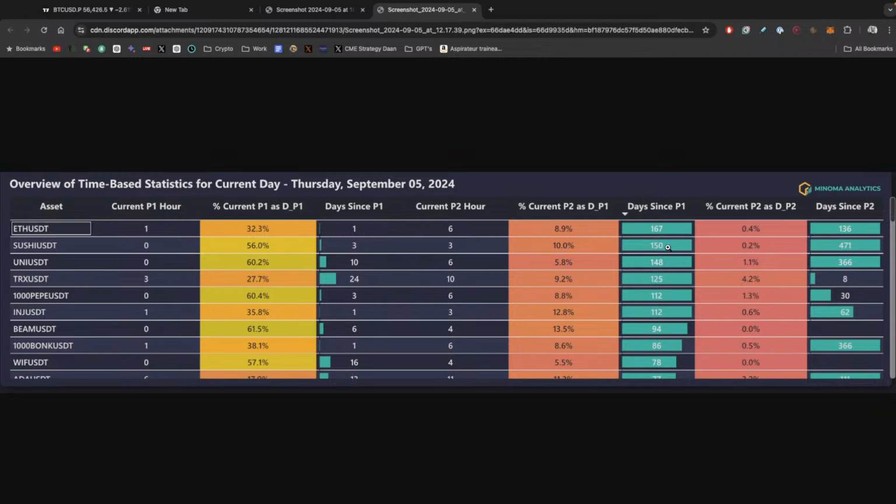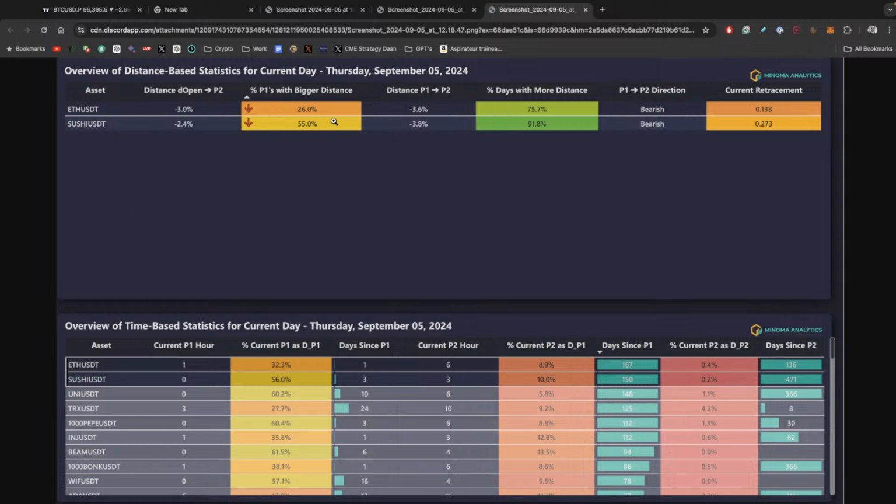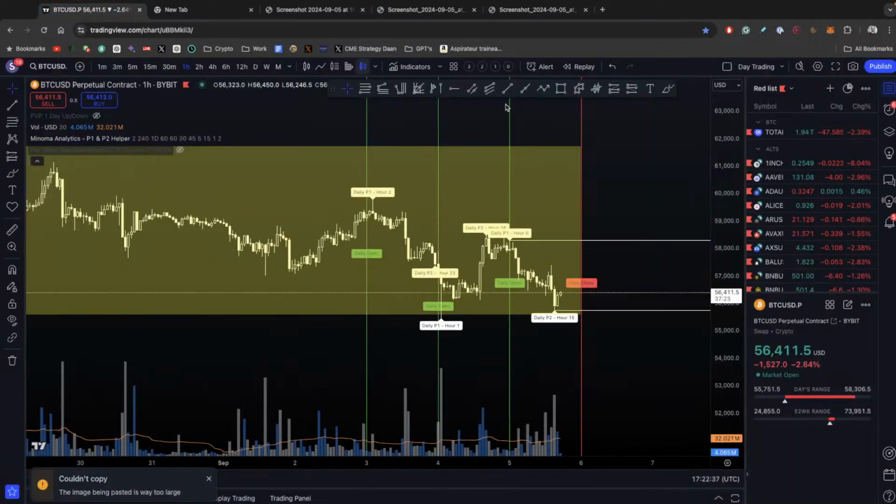So this strategy, and again, what I'm doing this morning is thinking out loud, but intuitively and logically, it makes a lot of sense to look at it this way. But what I was saying in the Discord as well is that with this strategy, you can look if there's confluence with the distance data, but what we saw is that there was none for sushi, right? 55% P1s with a bigger distance. So we could not confidently say that sushi was going to hold.